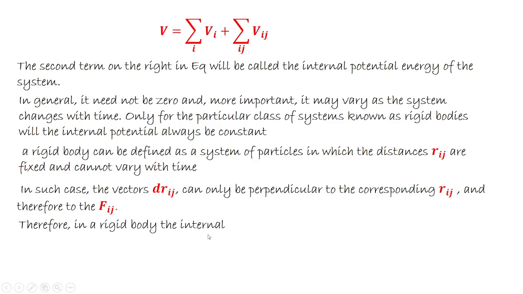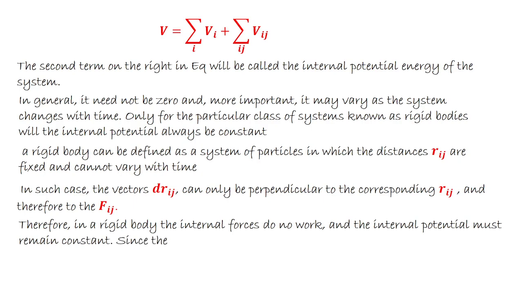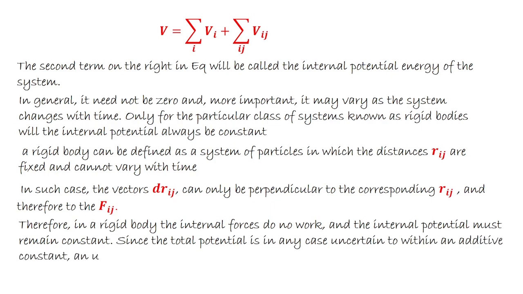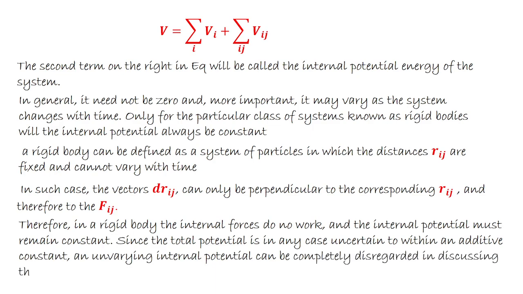Therefore, in a rigid body, the internal forces do not work, and the internal potential must remain constant. Since the potential is in any case uncertain up to an additive constant, unvarying internal potentials can be completely disregarded in discussing the motion of the system. So this is my explanation.